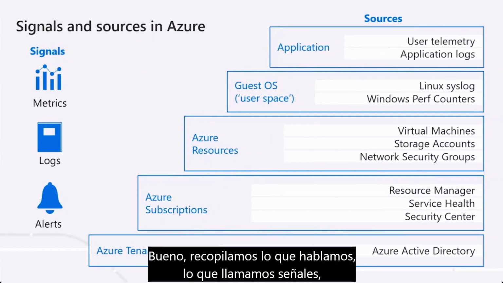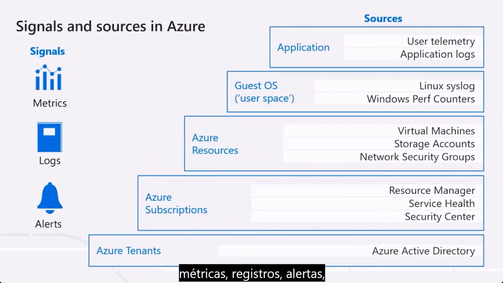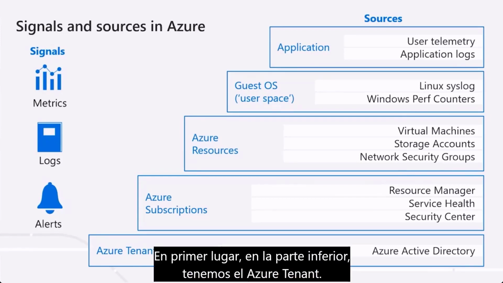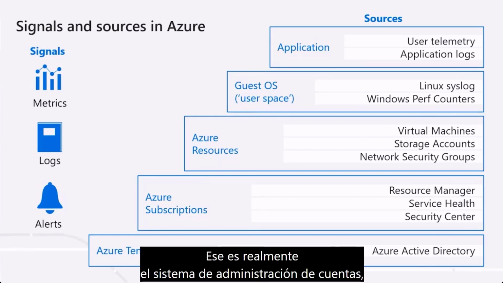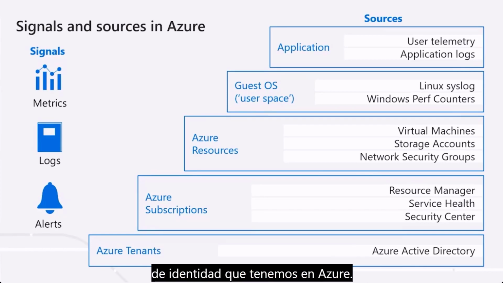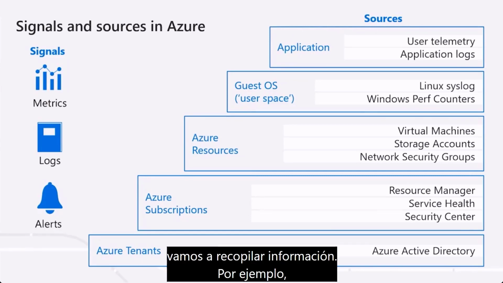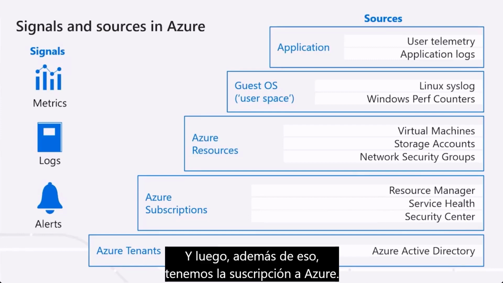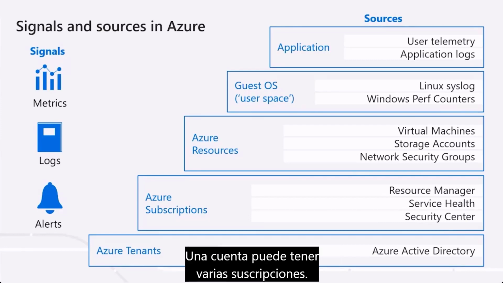So what do we collect exactly? Well, we collect what we call signals: metrics, logs, alerts, and we collect them from different sources. First of all, at the bottom, we have the Azure tenant. That's really the account management system, if you want, Azure Active Directory, the identity solution that we have on Azure. And so already at that level, we are going to collect information. For example, if an account is created or deleted or logging in, etc. And then on top of that, we have the Azure subscription. One account can have multiple subscriptions, all right?